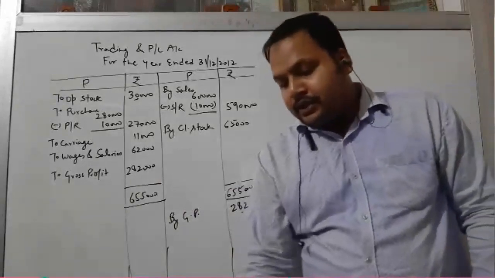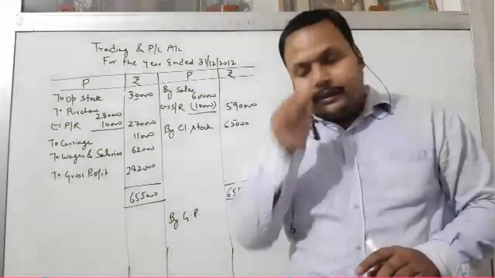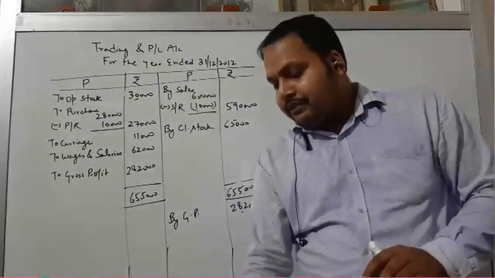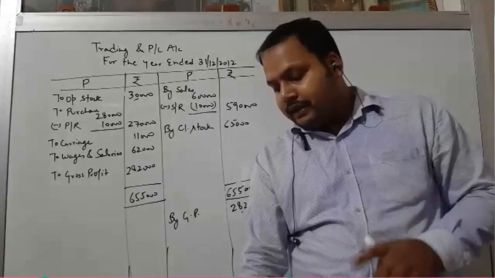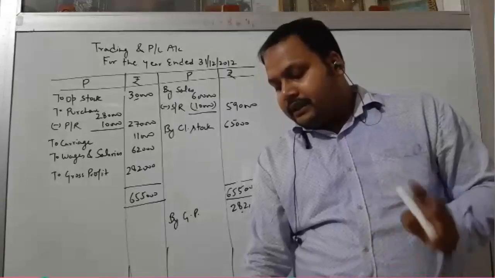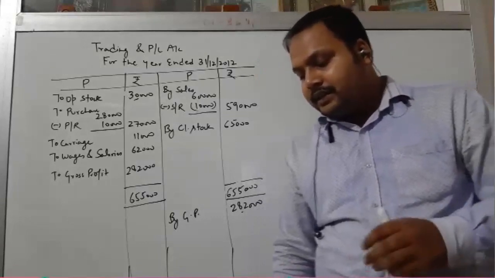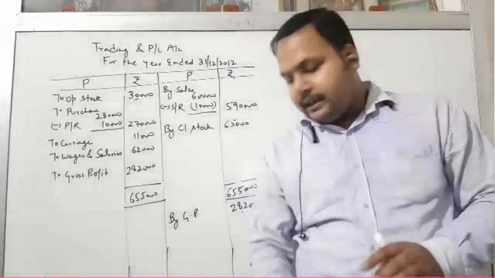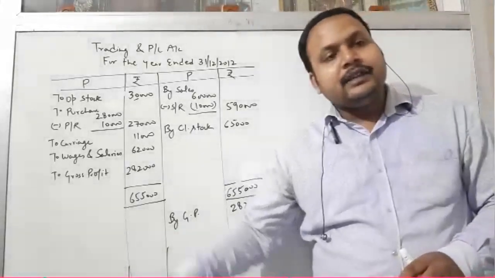And the additional information are as follows, which is also known as an adjustment. That is, depreciate fixed asset by 10%, commission earned but not received amounted to 500, rent received in advance 1,500, allow 8% interest on capital and charge 800 as an interest on drawing. Okay, so इन सबका एडजस्टमेंट अब पीएल अकाउंट में पड़ेगा एज वेल एज इन द बैलेंस शीट पड़ेगा.